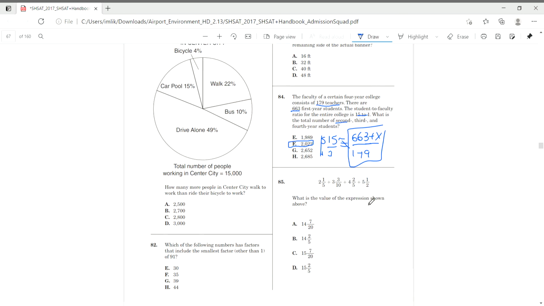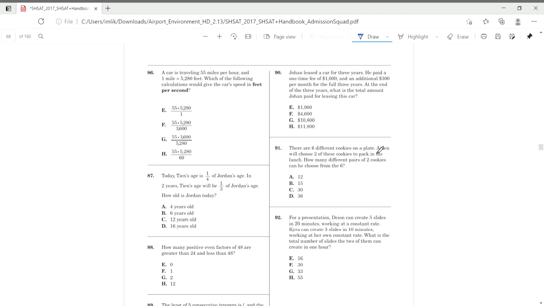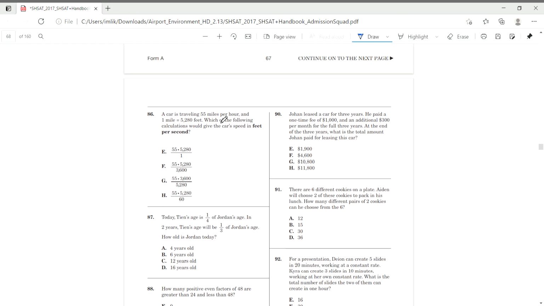Moving on to number 86. The car is traveling at 55 miles per hour. 1 mile is equal to 5280 feet. Which of the following calculations will give the car's speed in feet per second? Okay, so this is the dimensional analysis problem, which are really easy. So instead of looking at the confusing answers, we'll just make our own. We'll make our own expression. So we have 55 miles divided by 1 hour.